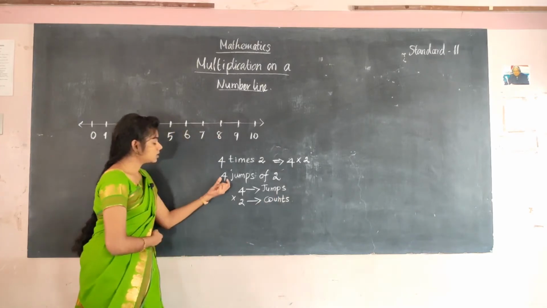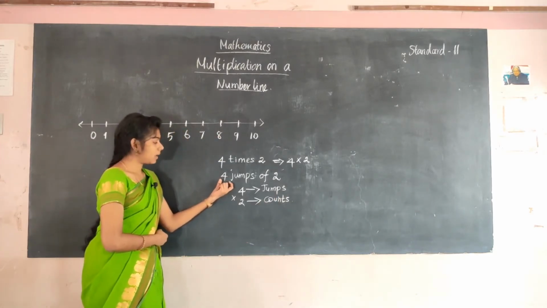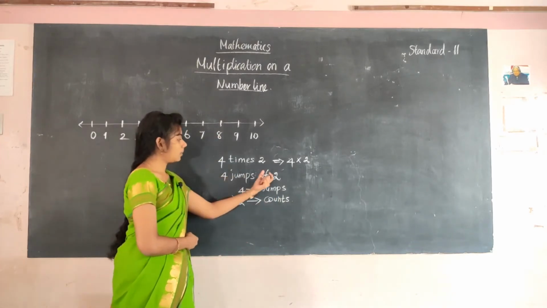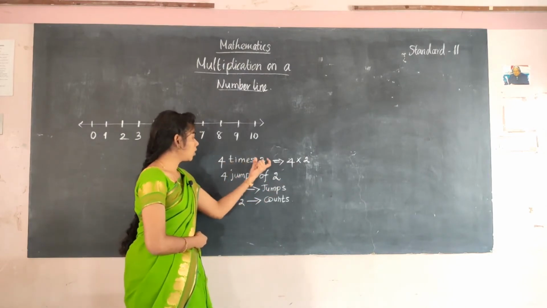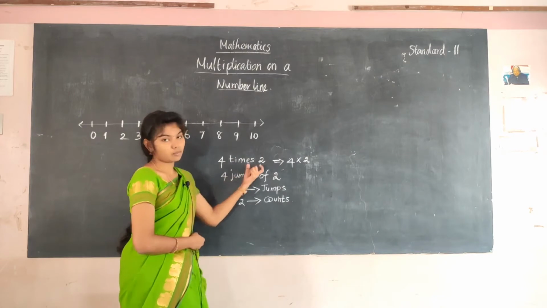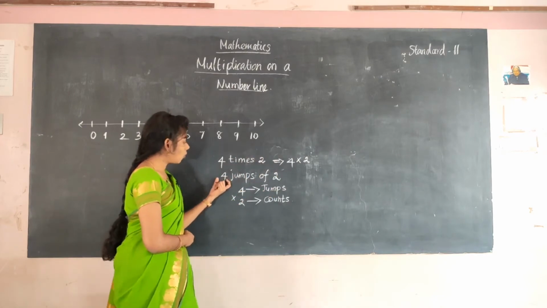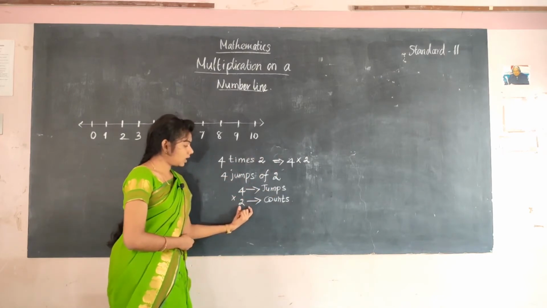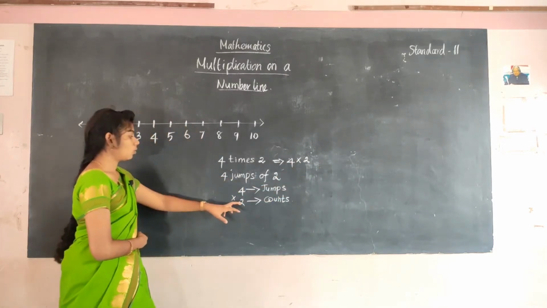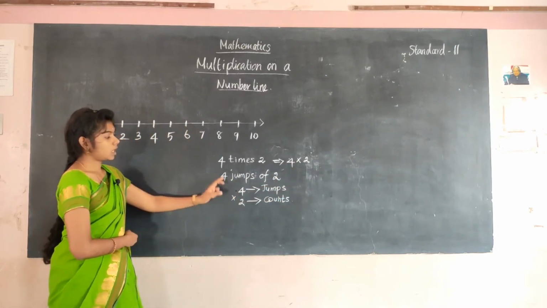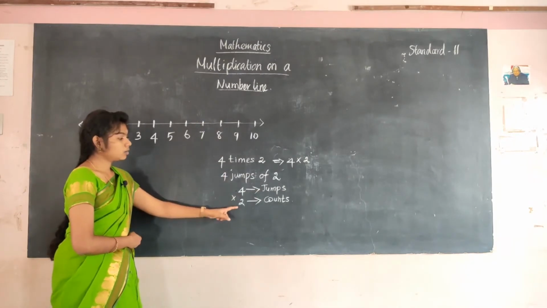So what is this? 4 is the packet of markers, and in each packet there are 2 pens. So we write it as 4 times 2, which is said to be 4 jumps of 2. Here 4 is the jumps and the second number is the counts. So we have to jump 4 times, and here 2 is the counts, right?